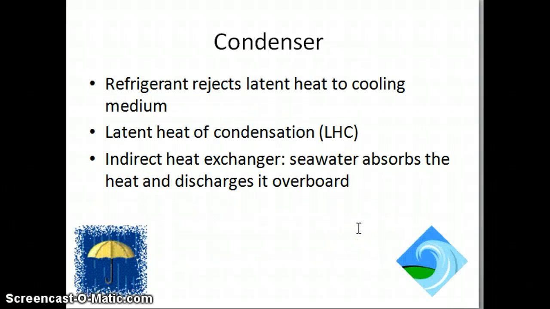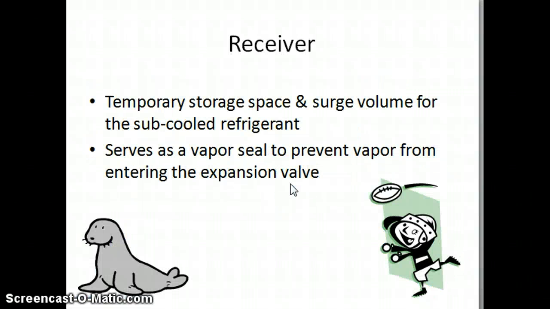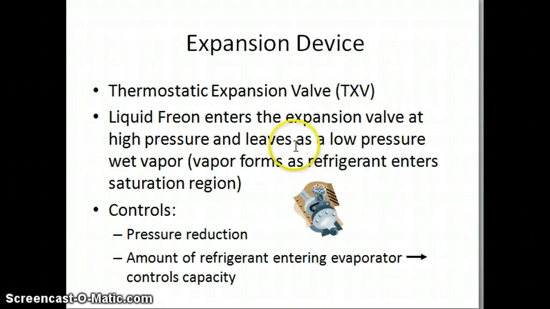Okay, the next part is the condenser. The refrigerant rejects heat to the cooling medium. Latent heat of condensation is also involved. It is an indirect heat exchanger, meaning seawater absorbs the heat and discharges it overboard. The second last part is the receiver. This is the temporary storage space and surge volume for the subcooled refrigerant. It serves as a vapor seal to prevent vapor from entering the expansion valve.